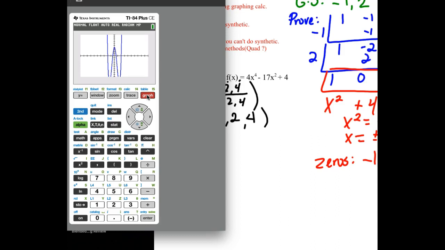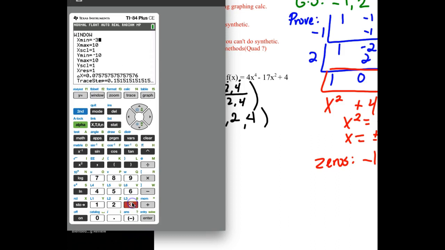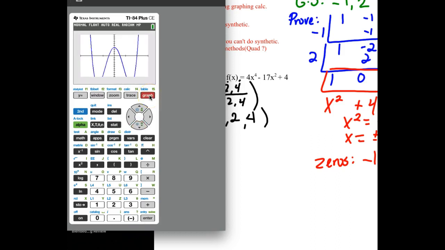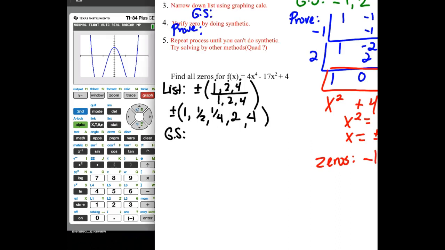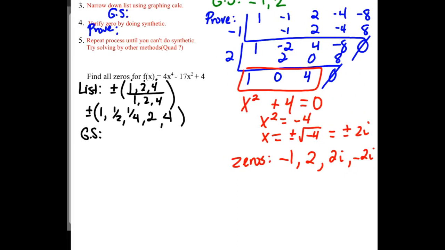You can always trace it and narrow that down. You could change your window. Let's say my window is changed from -3 to 3. We'll stretch that out a little bit. Can you tell now? 1/2 and -1/2? Are those fractions on my list? Yes? Okay, so our graph is suggesting -2 and +2, -1/2 and +1/2.